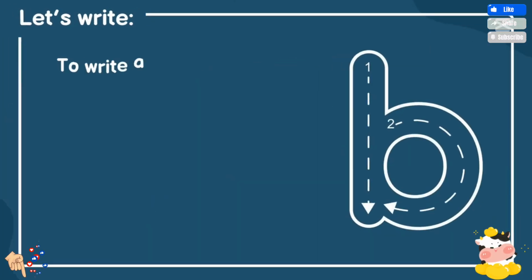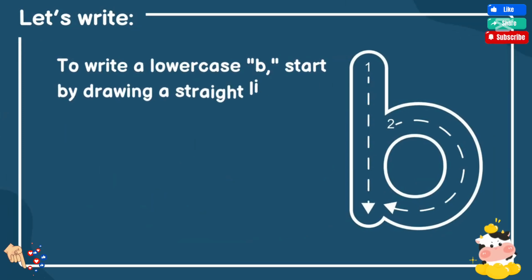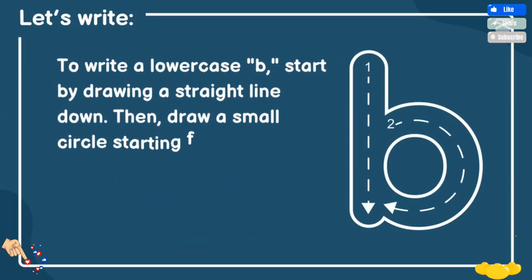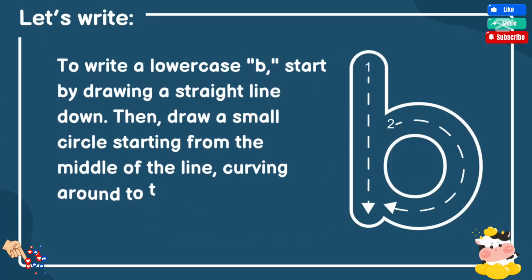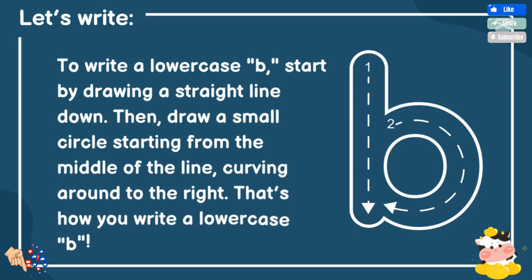To write a lowercase b, start by drawing a straight line down. Then, draw a small circle starting from the middle of the line, curving around to the right. That's how you write a lowercase b.